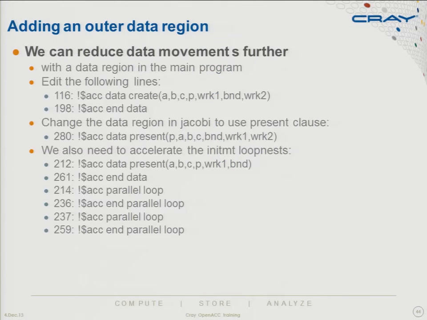So if you actually want to do that in the code, you'd edit these line numbers. Here's an outer data region that's create and end it in the main program. Inside Jacobi, we use the present clause to say in this inner data region, the data is already on the GPU. And then in the initMT, we put a data region around the 2 loop nests, and we accelerate those 2 loop nests.